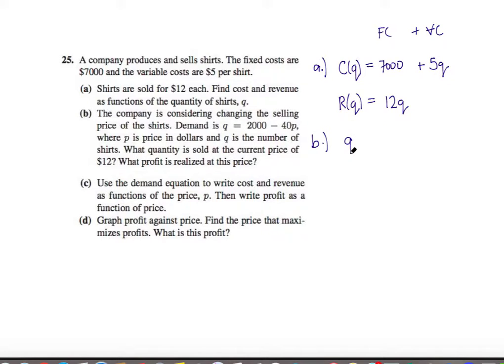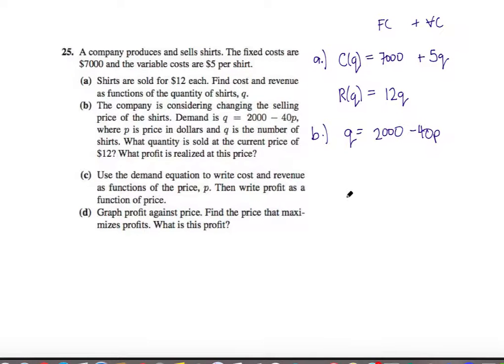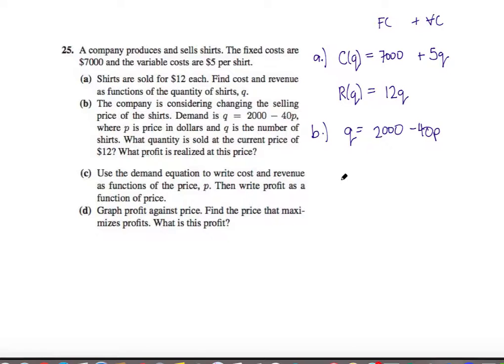We know that demand is given by 2,000 minus 40p, tells us how much we're going to be selling. What quantity would be sold at the current price of $12? So here we can just say, all right, if our price is $12, what is Q? So I'm just going to go ahead and substitute 12 for our price. So 2,000 minus 40 times 12 gives me a quantity of 1,520 shirts.